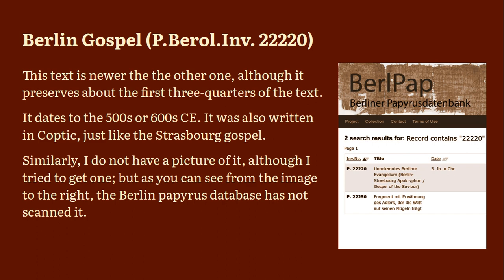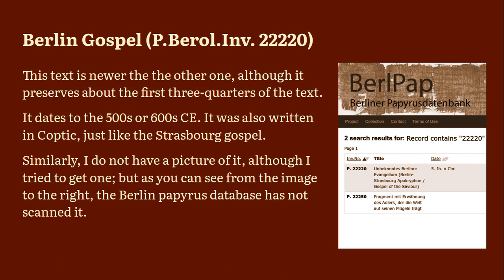Okay, so let's go to the next one, and this is the Berlin Gospel, and this is logged as the Parchment Berlin with the number 22220. So people tend to just call it the Berlin Gospel or something like that, or at least that's what I'm calling it. People will call it by different names, so sometimes it's hard to decide. But in any case, this text is the newer one.